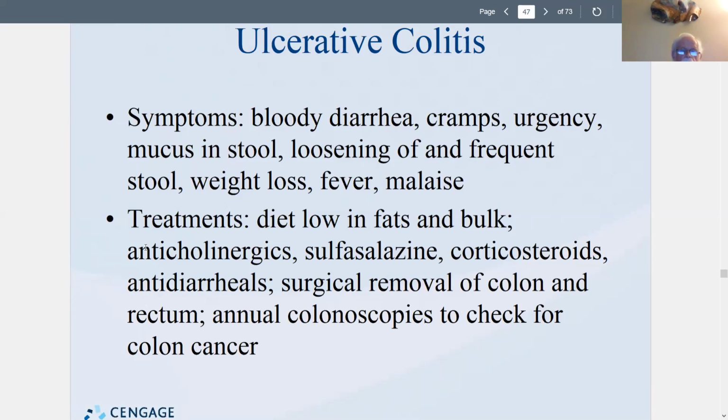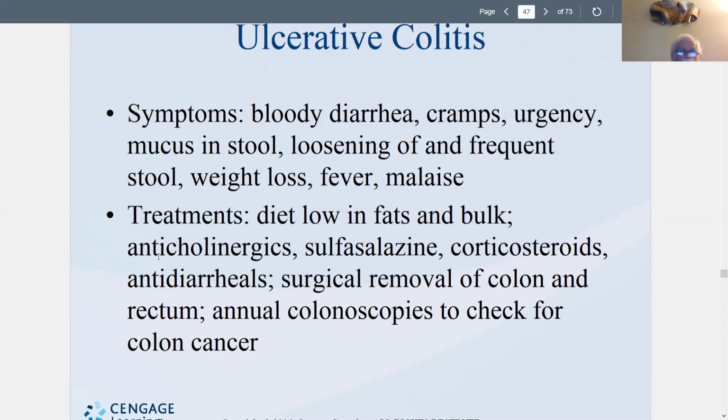etc. Treatments, so far we've tried to get people to have low fat diets and low in bulk. We use certain anticholinergic drugs. Sulfasalazine is often used. Corticosteroids. We try to use antidiarrheals. If the disease is pretty local or focal, we can simply resect part of the colon, and then keep an eye on the patient.